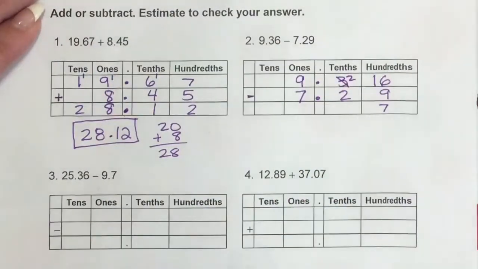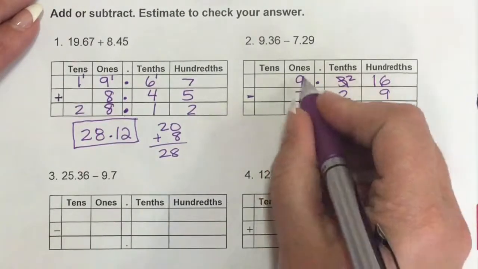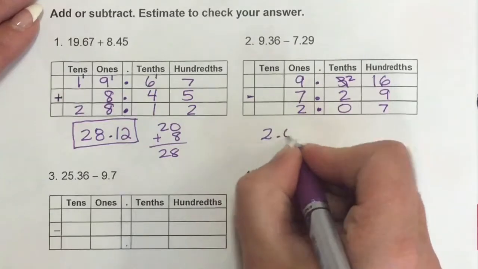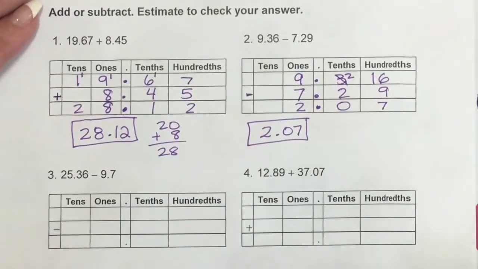We have 2, take away 2, which is 0. Drop the decimal, and 9 take away 7, which is 2. So our answer is 2.07. Now let's go ahead and estimate and check and see if that seems reasonable.